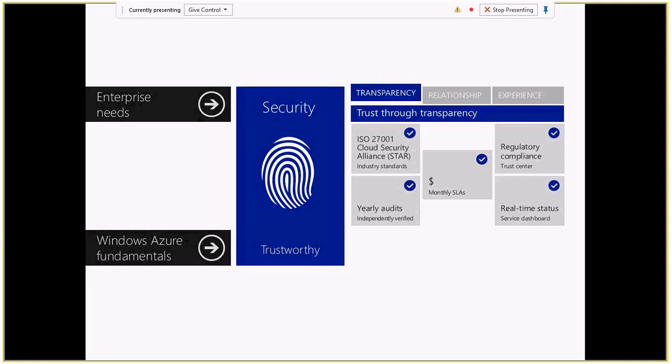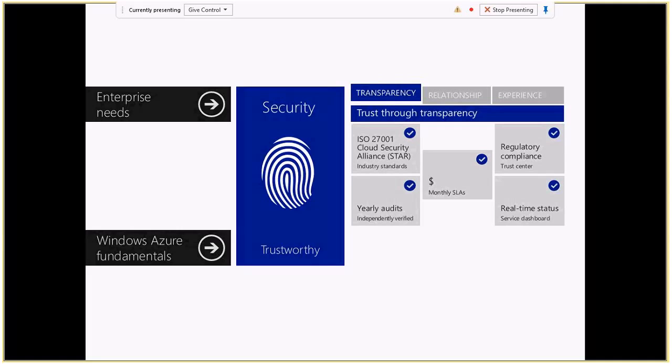Our SLAs are out there. We have 99.9% SLAs and then 99.95% on the virtual machines themselves. Those are monthly SLAs. That's pretty unique in the industry today. Those are monthly SLAs, not yearly. We usually run above those SLAs, but if not, they are financially backed as well. There's also a real-time status dashboard on the windowsazure.com website where you as an organization can go out and see exactly what's happening within any of the data centers and with any of the services.